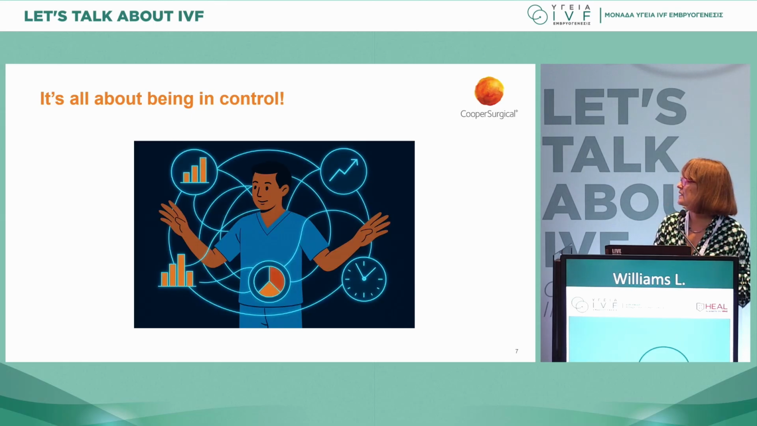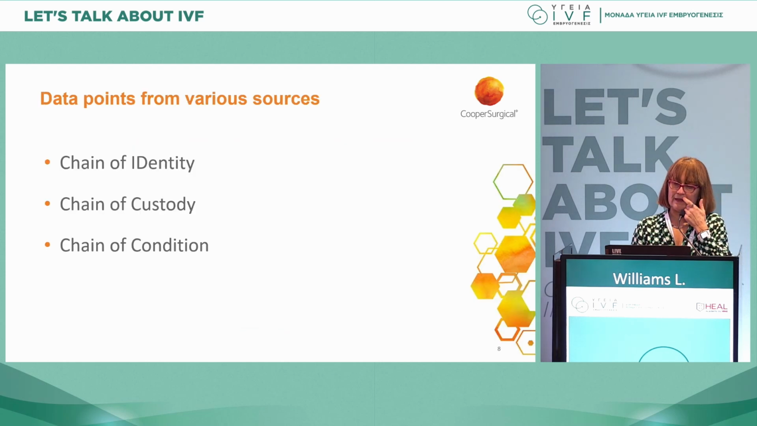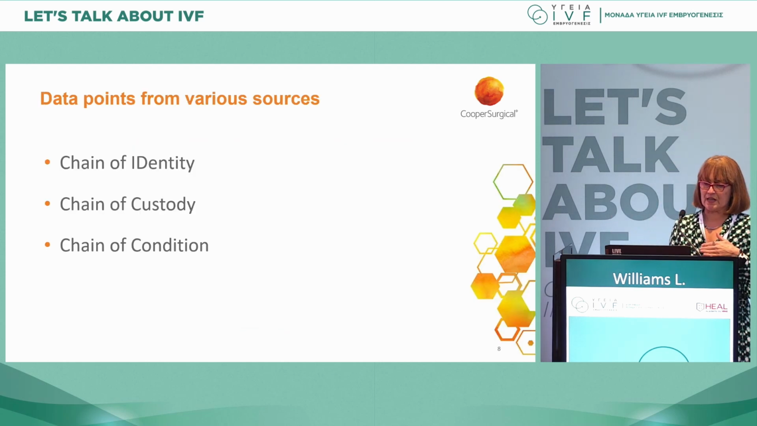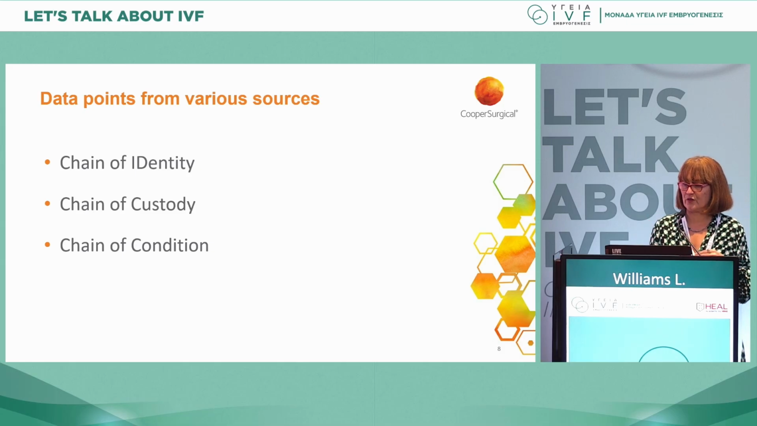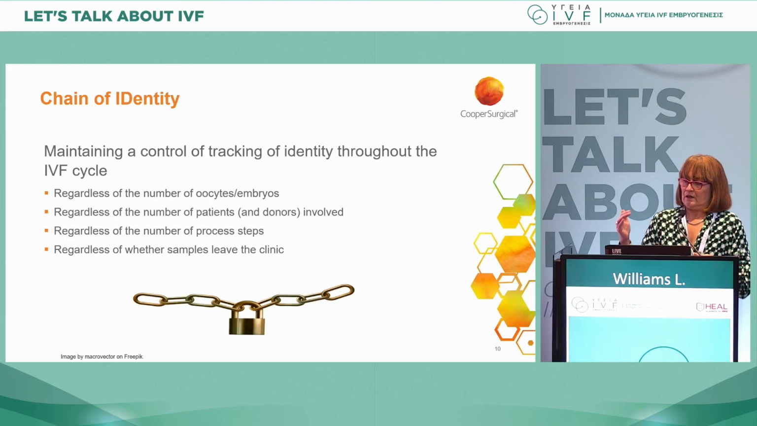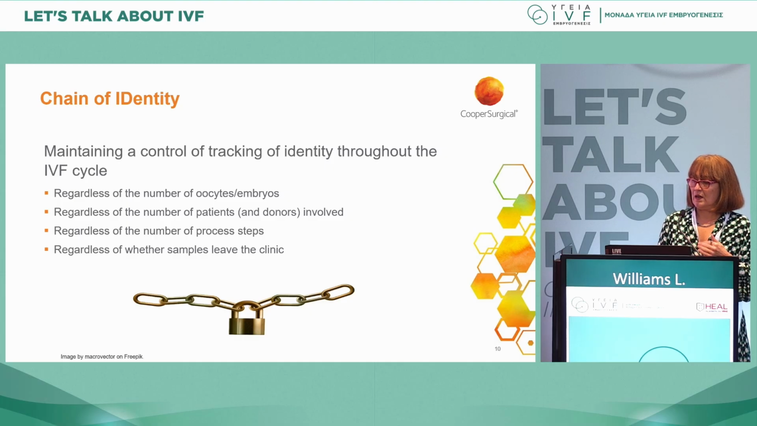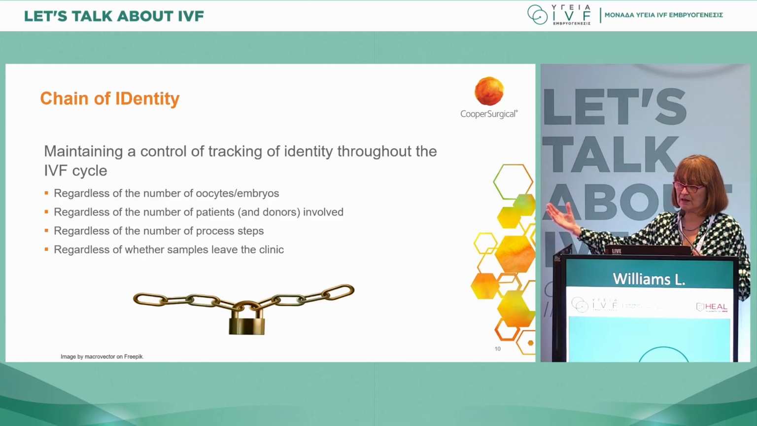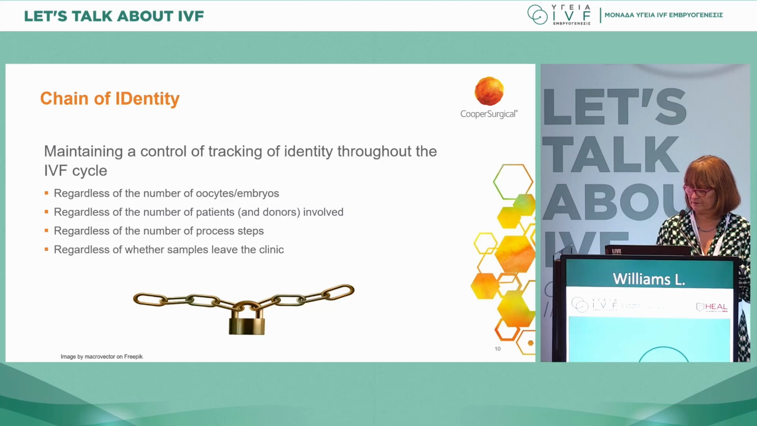So, it's about being in control, having the right tools at hand to be able to do what you want with that data. And I see data can be divided into three sets. The first, chain of identity. Second, chain of custody. And third, chain of condition. So we need to track all the key ID information, not only within the lab, but also increasingly outside of the lab as well, whatever the variables.